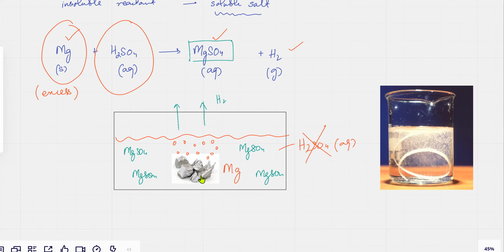Sir, one question. Yes. Sir, to speed up the reaction, can we place it under a Bunsen burner? Yes, if you want to speed it up, you can do a lot of things. We will study that in rate of reaction, but okay. You can speed it up by increasing the temperature, right?